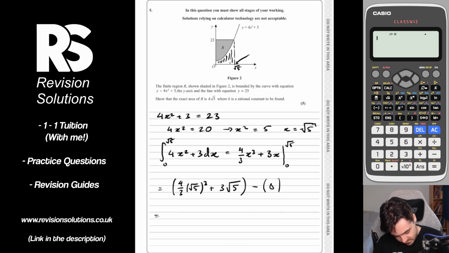Now we need to just simplify these limits. So root 5 cubed, if you go to the calculator, square root of 5, and then cube that answer, that's 5 root 5, and then multiply that by 4/3. Oops, 4/3. That gives us 20 root 5 over 3. So we've got 20 root 5 over 3 plus 3 root 5. So we take that 20 root 5 over 3 and add on 3 root 5, which is 29 root 5 over 3.